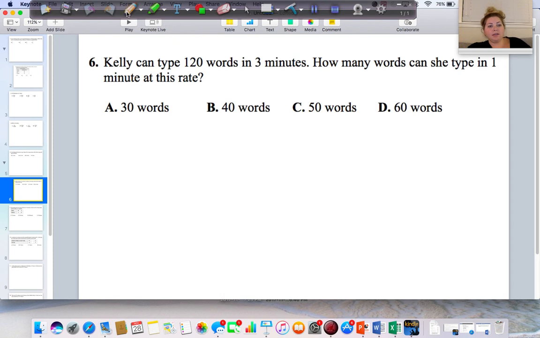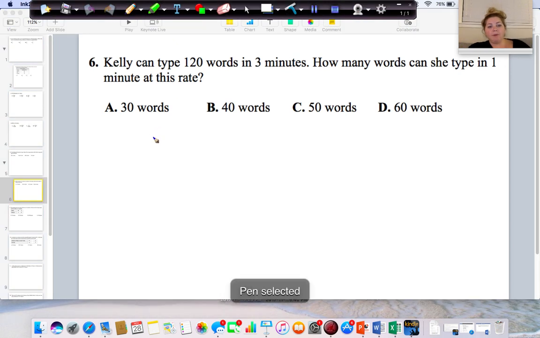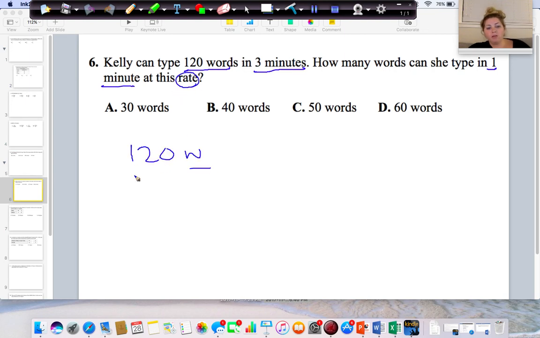Okay, number 6. It says Kelly can type 120 words in 3 minutes. How many words can she type in just 1 minute? Okay, so again, we want a unit rate. Okay, so 120 words in 3 minutes. And we want to find out how many words that is for just 1 minute. Okay, so we divide top divided by bottom.